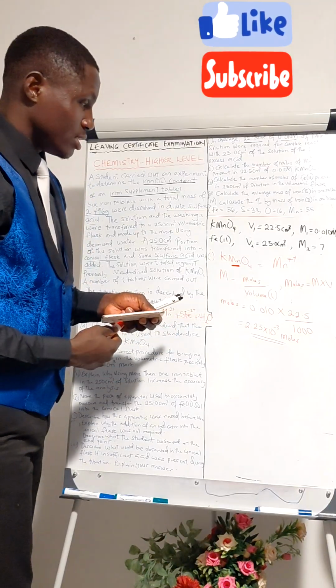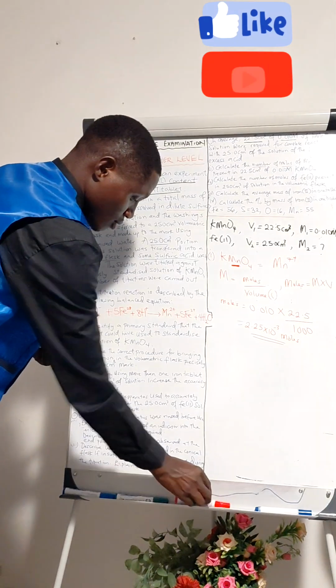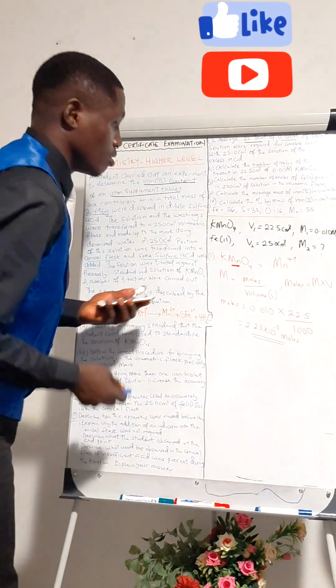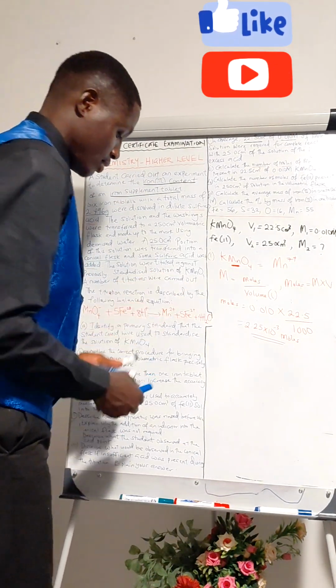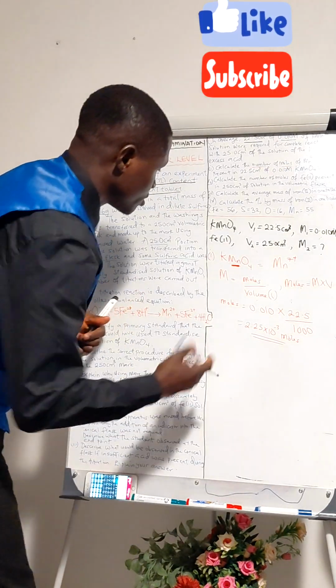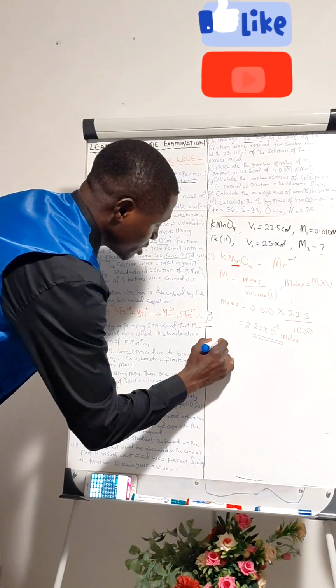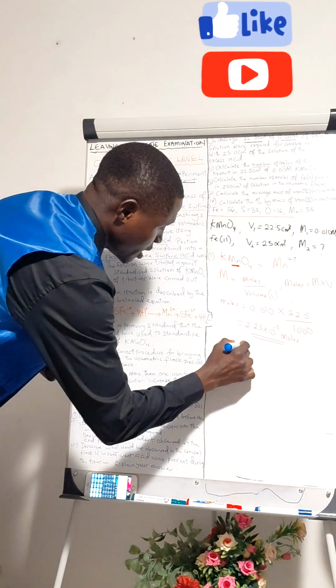So the first step to do is to get the concentration of the ion. I'm going to get the concentration of the ion first. What are we going to use to get the concentration of the ion first?